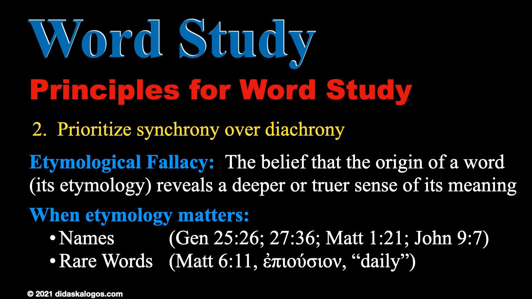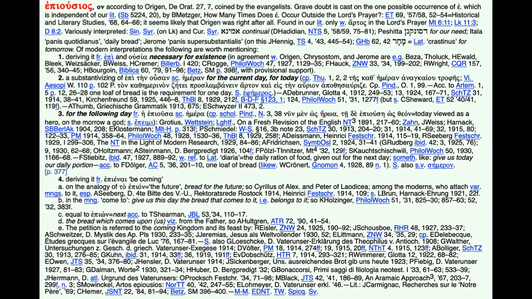Etymology might be helpful also for rare words. If a word occurs only once or twice in the New Testament, its etymology may be helpful. For example, in Matthew 6:11, epiousion, daily. Give us today our daily bread. And epiousion has probably been coined by the apostles themselves, so it may be difficult to find out what the word means.